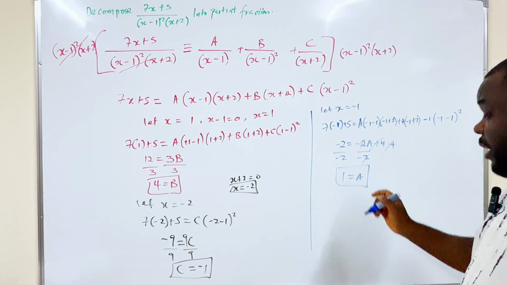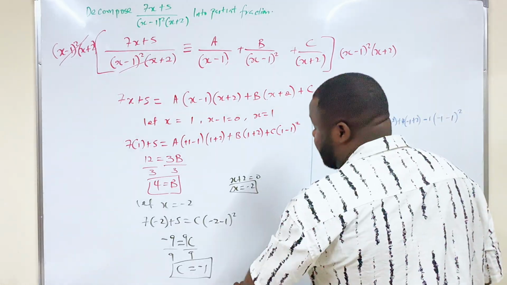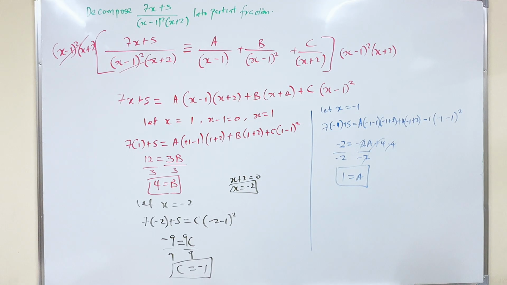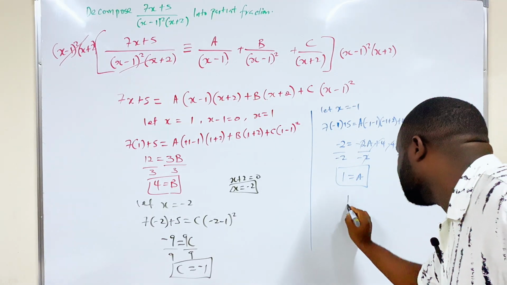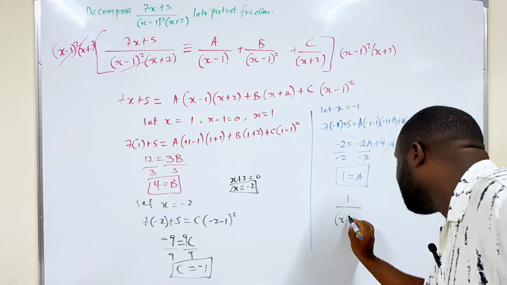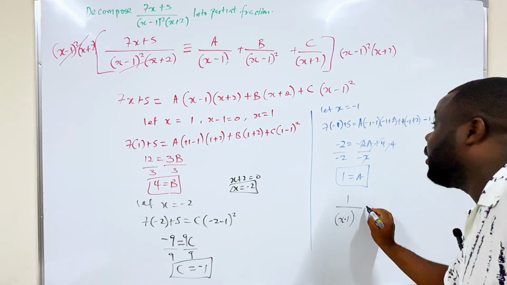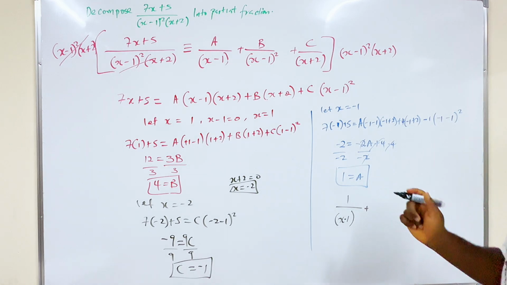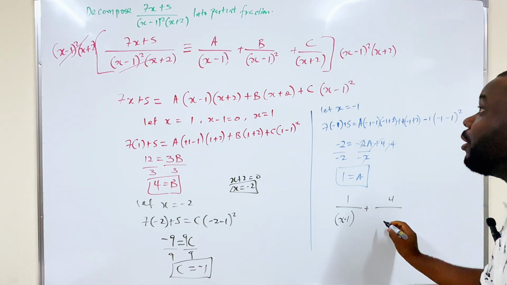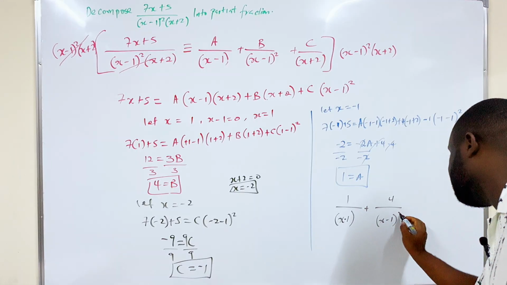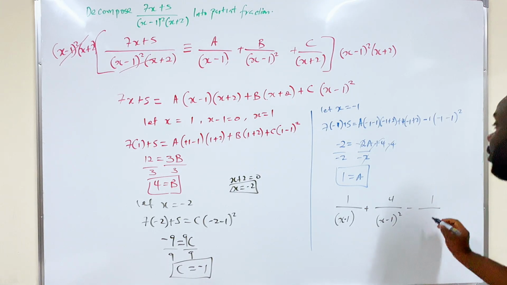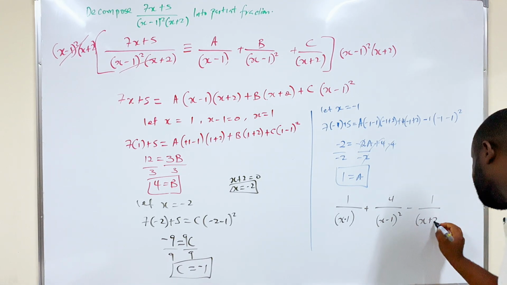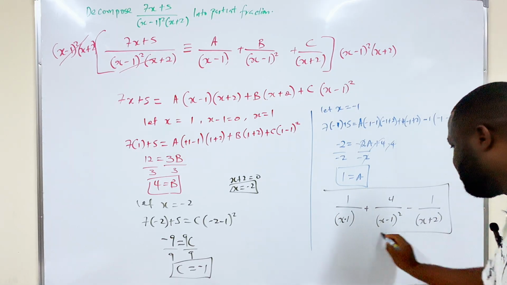Okay? So the value of the constant a is 1. So what do we do? We just substitute them into our equivalent fraction. So this is going to be a, which is 1, over x minus 1, plus b. What is b? b is 4, over x minus 1 squared, then minus, because c is negative 1, 1 over x plus 2, and that is our partial fraction.